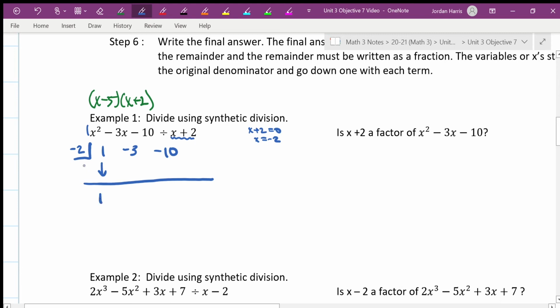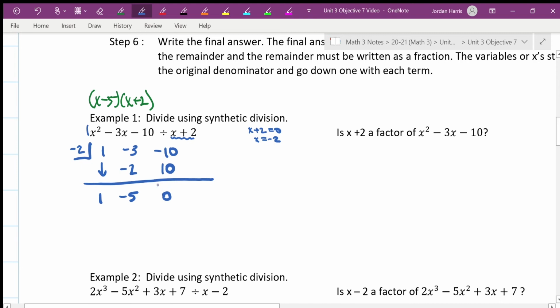Then we multiply with the division box, so 1 times negative 2 is negative 2. So that goes there. And then we add negative 3 plus negative 2 is negative 5. Then we multiply. Negative 5 times negative 2 is positive 10. Then we add negative 10 plus 10 is 0. And, well, that's actually the end, right? That's our last row, so we're done.